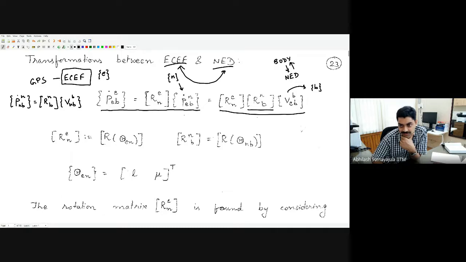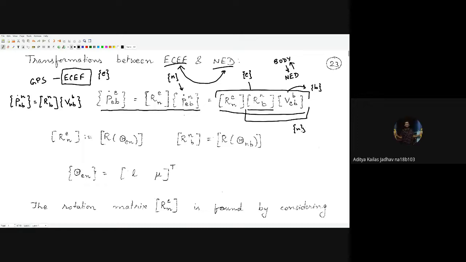This part will give me the velocity in N frame. And this entire part will give me the velocity in E frame. Everybody with me so far? Yes, sir. Okay, all right.